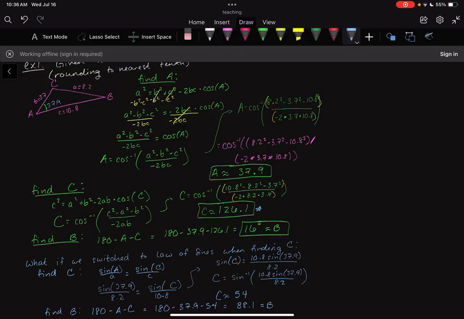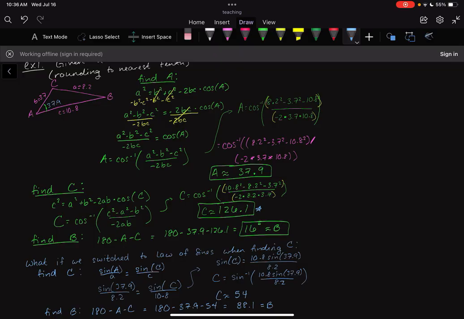And then my smallest angle is angle B, and it is across from my smallest side, which is side B. So all of that checks out. If you look at what I did in the blue, you can see that our biggest angle looks like it's B, but B is the smallest side. So that does not make any sense. It doesn't make any sense for the biggest angle to be across from the smallest side.